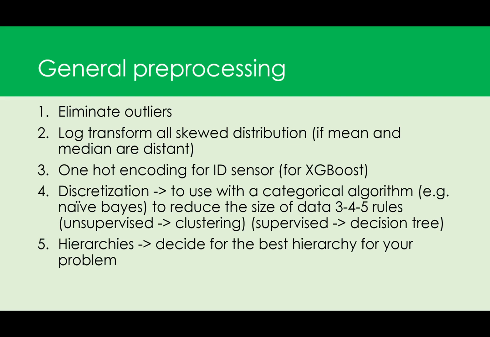Then discretization. We can use the 3-4-5 rule, or unsupervised methods. For unsupervised we can use clustering, or if we want supervised we can use a decision tree. But you find all this in the discretization part of the slides. Then you can also handle hierarchies and decide on the best hierarchy for your problem. An example is village, province, district, nation, that kind of hierarchy.